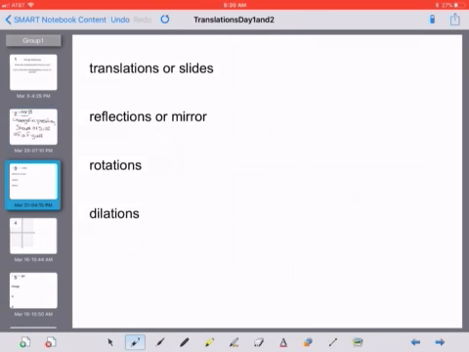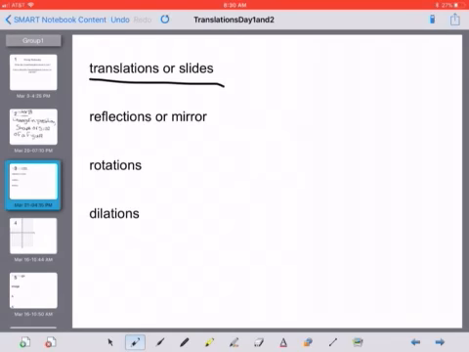The clock rotates about the axes of the hands, and there's dilations. So dilations, such as your pupil over your eyes, like I had mentioned before, how they get bigger and smaller depending on the light. They are the 4 that we're going to be learning about. The first one that we're going to be learning about in this video is translations or slides.